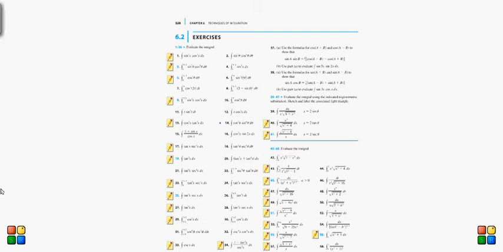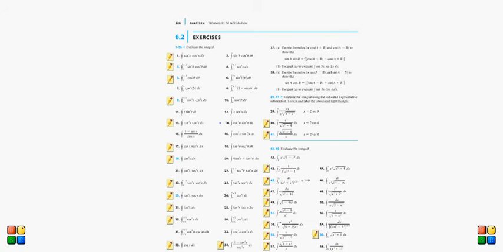I want to remind you that many of these problems have this pencil icon in the margin, and if you click on that icon in the ebook, it will take you to hints and sometimes a video to help you work through the solutions of these integrals. I encourage you to use those resources to help you. But let's just glance at the problems here on the page.